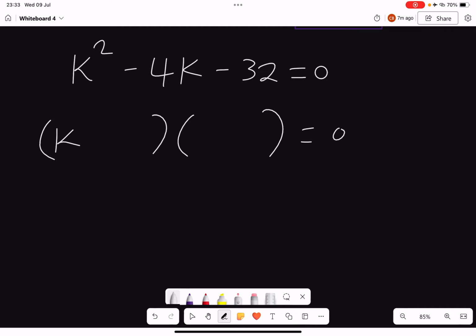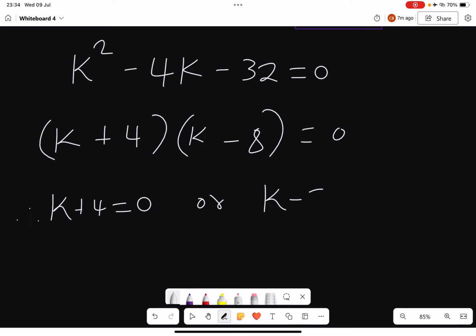We have k plus 4 and k minus 8. Therefore, we can see that k plus 4 will be 0 or k minus 8 would be 0 by the zero product principle. Okay, let's write the 8 properly. It will be 8.